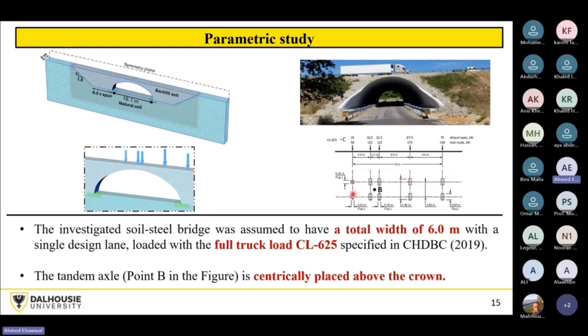We are placing the truck such that this point, which is called the center of the tandem axle, is placed here over the crown. This would have the largest effect on the structure if you want to consider the live load design.